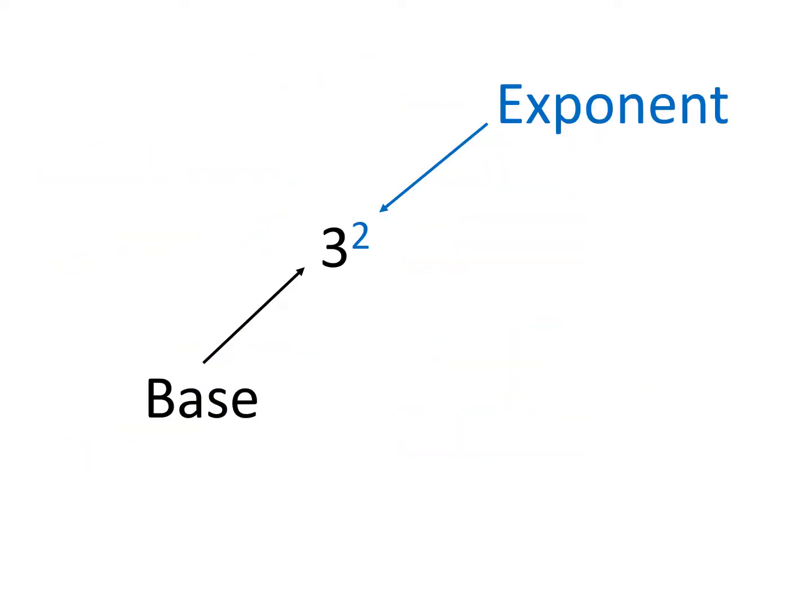One last thing about terminology here. The number that's being multiplied, in this case, this represents 3 squared, right? So this is 3 times 3. That 3 is called the base. And the number that tells me how many 3's are being multiplied is the exponent. So those are the two main pieces of terminology you need to know. The 3 in this case is the base, and the small number is the exponent.